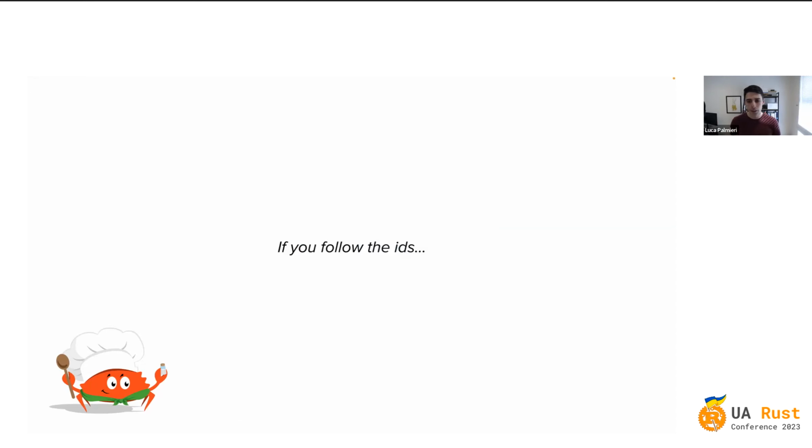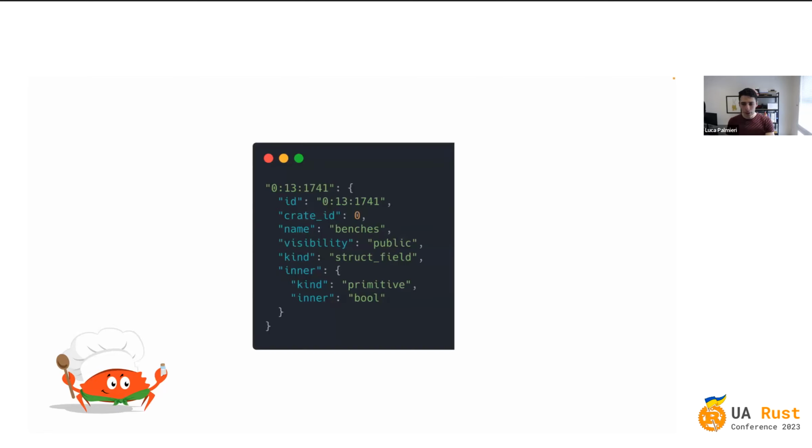And you can follow the IDs. It's like following the stars in Peter Pan. And you go there and you say, what are the fields? And you can, for example, get benches. So once again, benches is a field on a type defined in this crate. So it's crate ID 0. It has its own identifier. It's public. The kind is struct field in this case because it's a struct field. And since it's a struct field, we want to know what the type is. Type, once again, is an enum, which has various options. In this case it's a primitive and it's a Boolean.